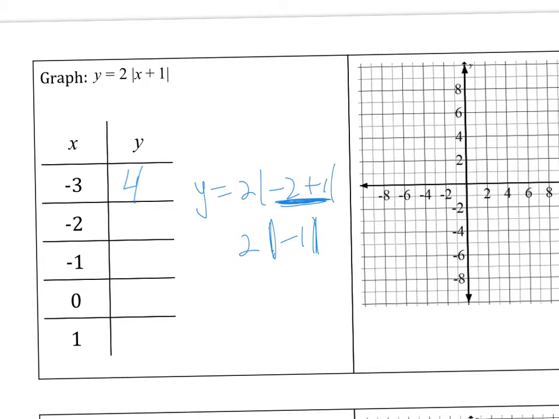The absolute value of -1 is +1, giving us 2 times 1. And if I take the order of operations from there, all that's left to do is 2 times 1. So if x is -2, y is going to be +2.